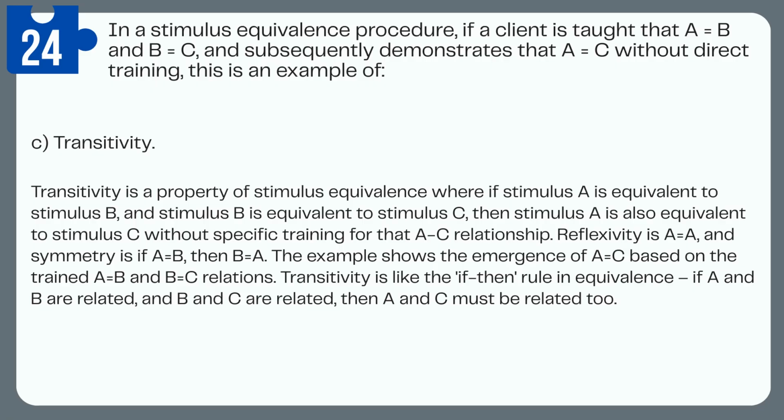Answer: C. Transitivity. Transitivity is a property of stimulus equivalence, where if stimulus A is equivalent to stimulus B, and stimulus B is equivalent to stimulus C, then stimulus A is also equivalent to stimulus C without specific training for that A-C relationship. Reflexivity is A equals A, and symmetry is if A equals B, then B equals A. The example shows the emergence of A equals C based on the trained A equals B and B equals C relations. Transitivity is like the if-then rule in equivalence. If A and B are related and B and C are related, then A and C must be related too.